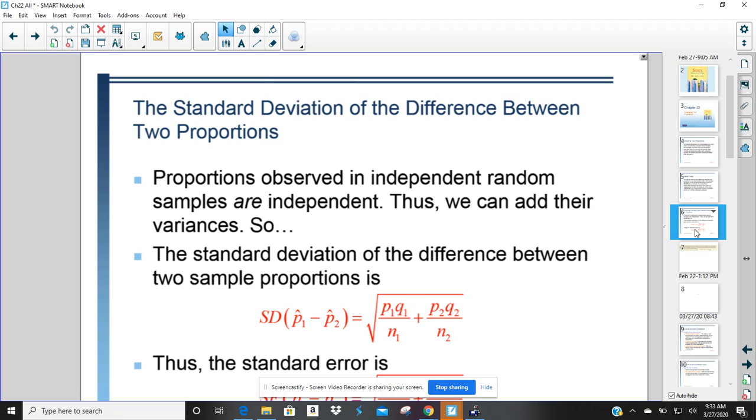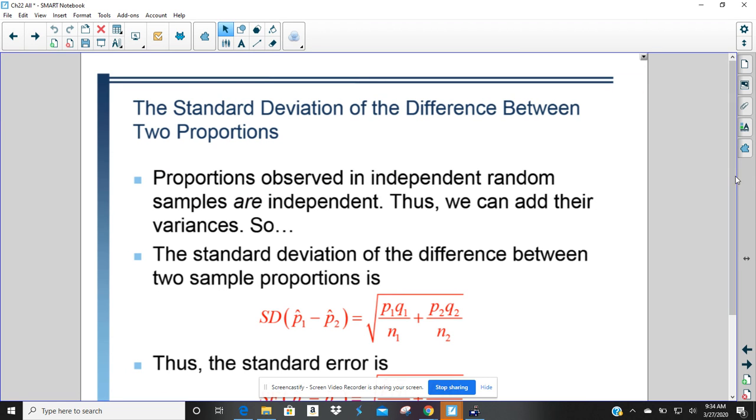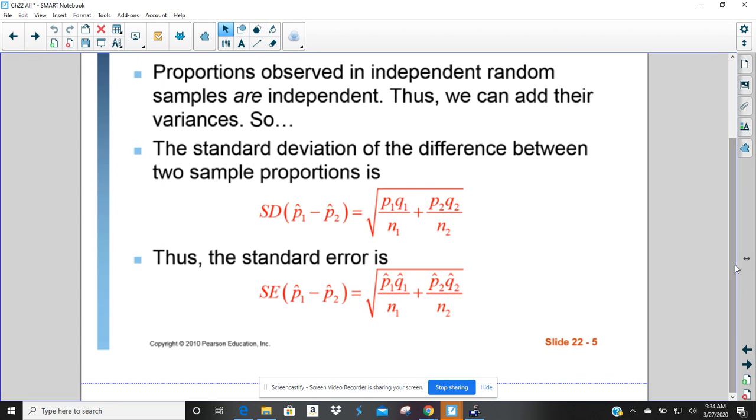So go ahead and write this down somewhere or just keep it in your notes. The colored sheet that you have will have this formula there. This is saying the standard deviation of one proportion minus the other proportion is equal to the square root of the normal standard deviation fractions. You're also going to be able to do that with standard error if you don't have the true proportion. Okay? You can pause if you need to, and we'll keep going.